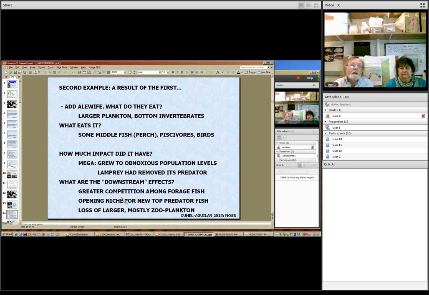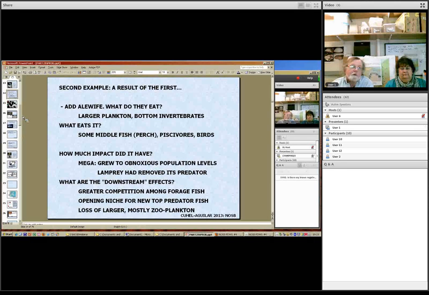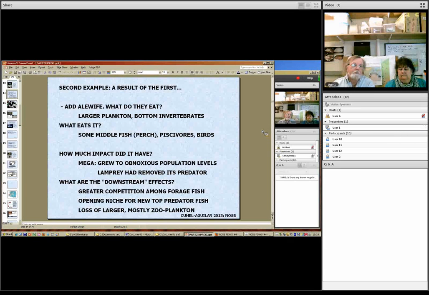And what does alewife eat? They eat plankton and they eat bottom invertebrates. And who eats alewife? Some middle carnivorous fish like perch, virtually all the piscivores, the big predatory fish, and birds like seals and cormorants eat alewife also. How much impact did it have? It was mega also. It grew to obnoxious population levels and then would die off in the spring, leading to significant problems on the beach. And the downstream effects mean that there was greater competition among forage fish, and it opened a new niche for a new top predator.